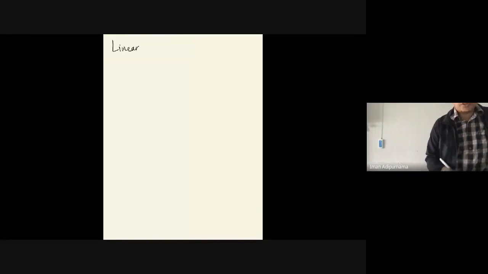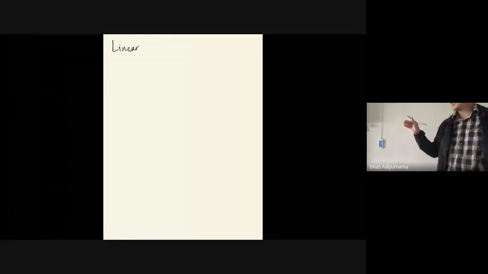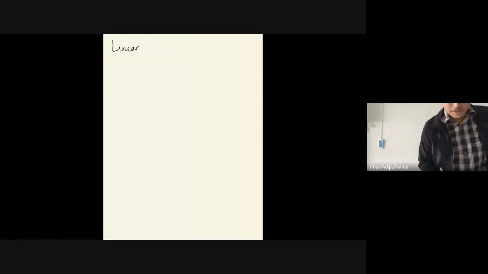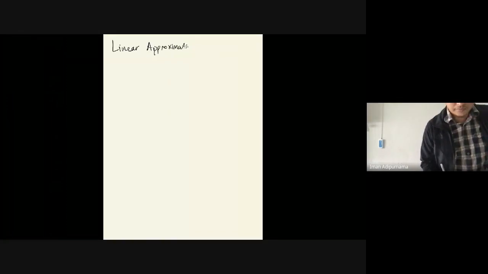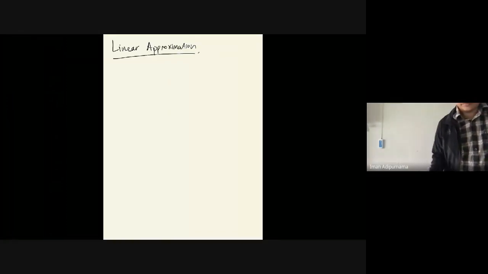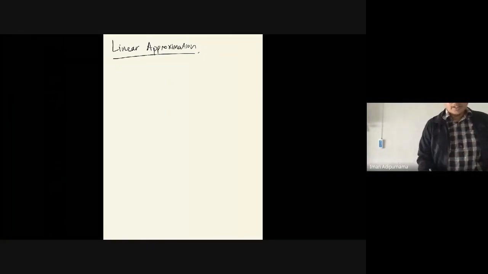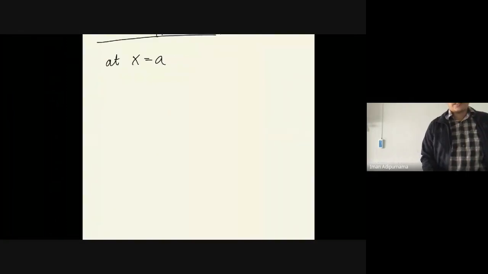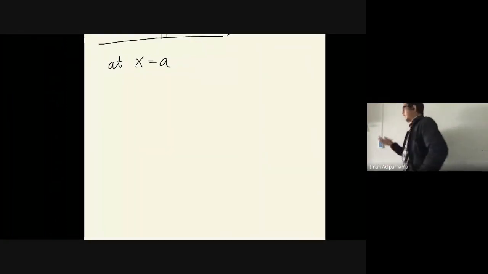I think this will be the last section in this chapter, and we will finish chapter 3, and we are going to move on to chapter 4. So it's called linear approximations. Let me write at x equal a. a is any number, any constant.